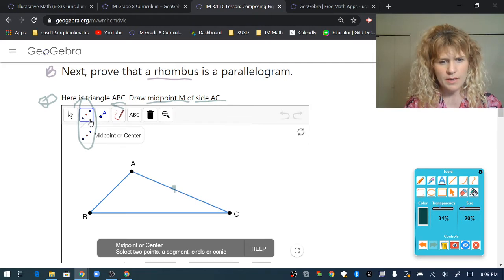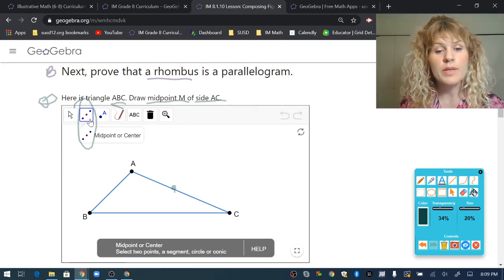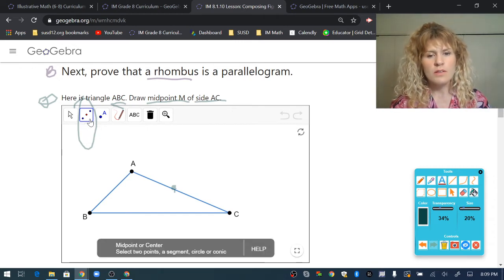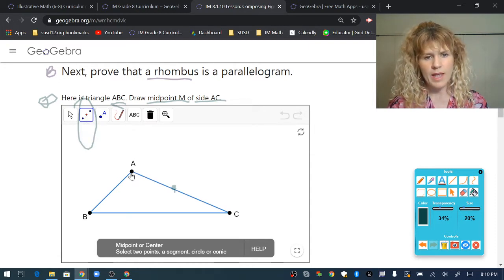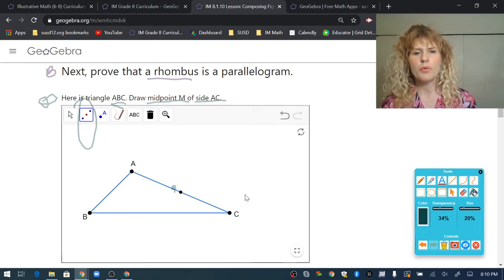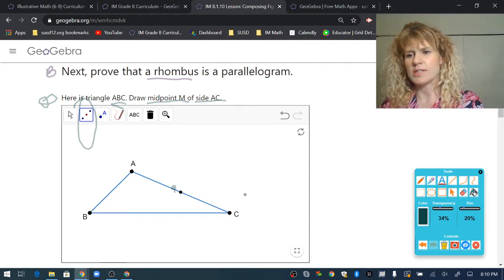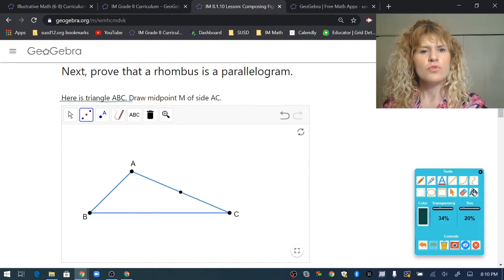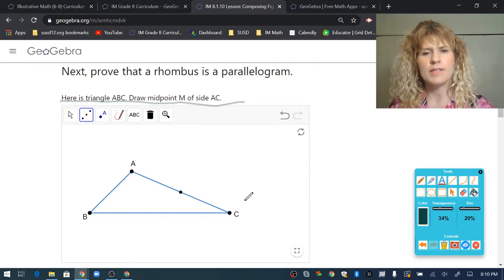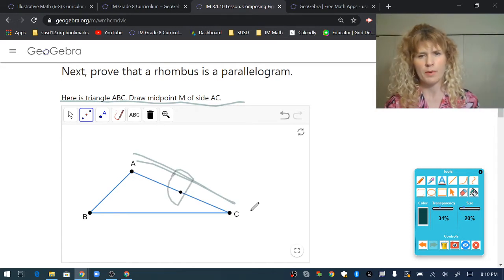Click the tool, and down here are directions. It says midpoint or center. Select 2 points, a segment, circle, or conic. Well, we just want 2 points. So I'm going to click A and C, and then ding, it puts a point where the midpoint should be. Okay, we did it. The instructions say, draw midpoint M of side AC. Here's the side AC, and we drew midpoint M. Okay, now you do it.